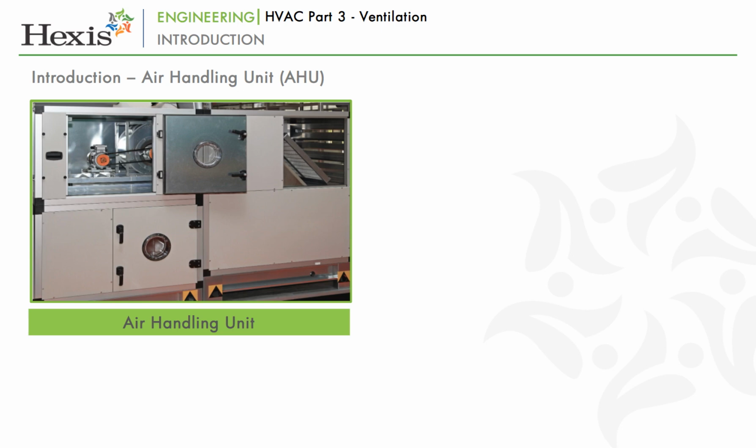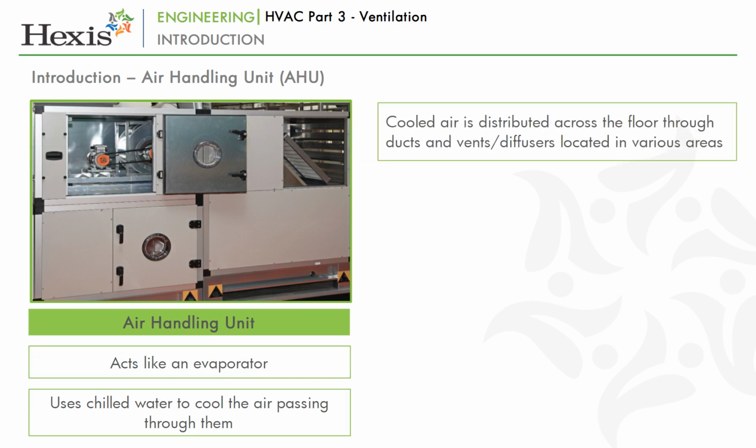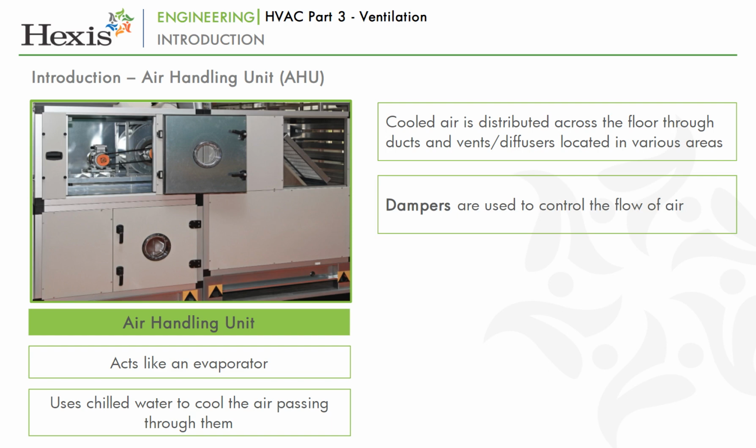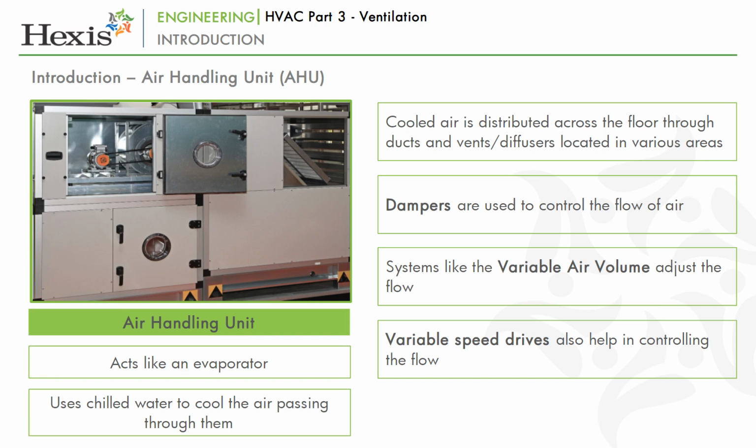The primary and major source of providing cooling indoors for the central plants is the air handling units, AHU, which act like an evaporator and use the chilled water to cool the air passing through them. The cooled air is distributed across the floor through ducts and vents or diffusers located in various areas. In order to control the flow of air, dampers are used. There are systems like the variable air volume, which can adjust the flow according to the needs. Variable speed drives also help in controlling the flow from the AHU.